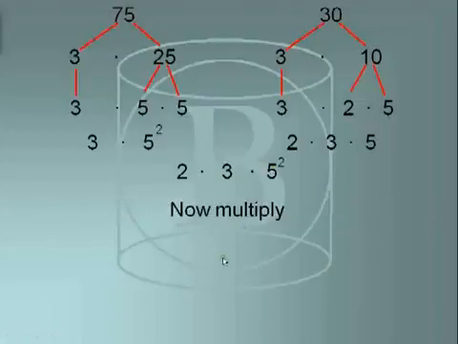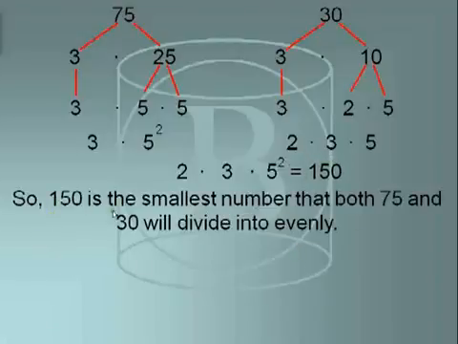Now I multiply. And I end up with 150. So 150 is the smallest number that both 75 and 30 will divide into evenly. That's how you do it. The steps again are: find the prime factorization, list all the prime numbers that are available to you, and then get the largest power of each of those. Then multiply them together.